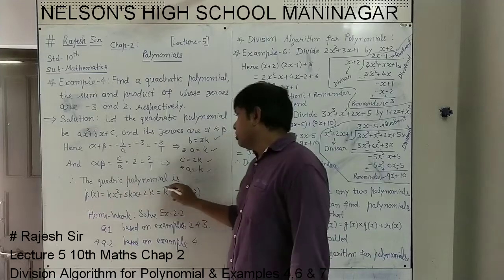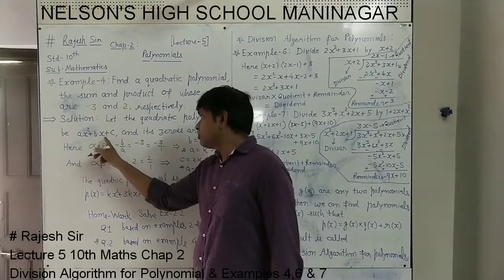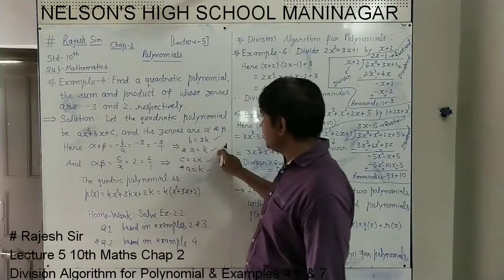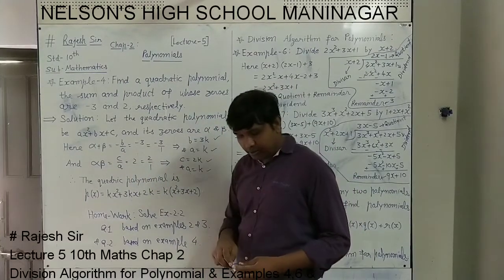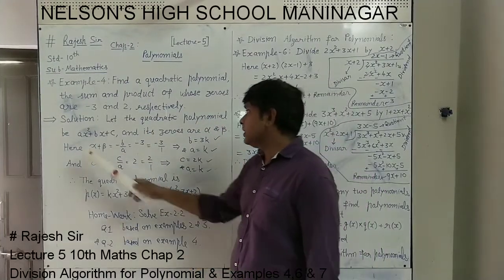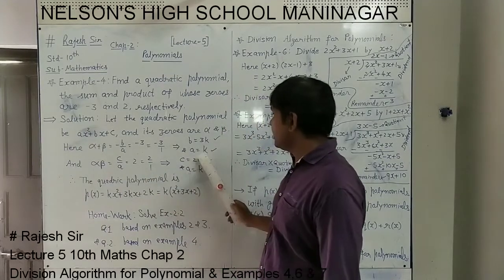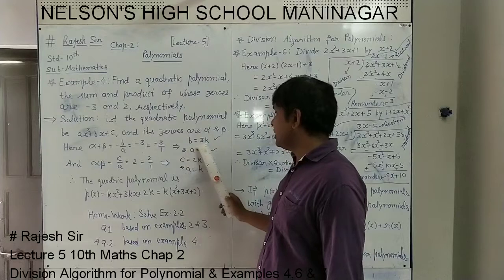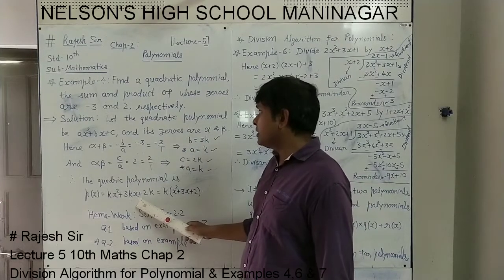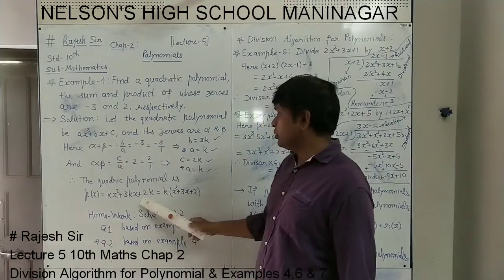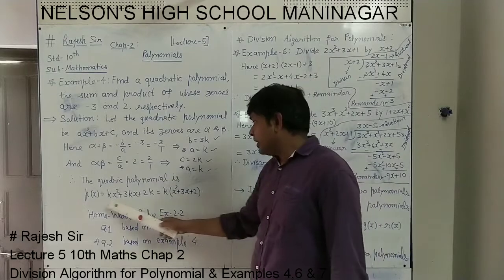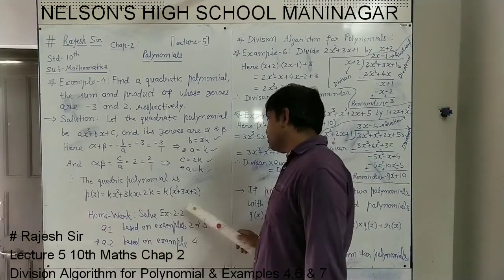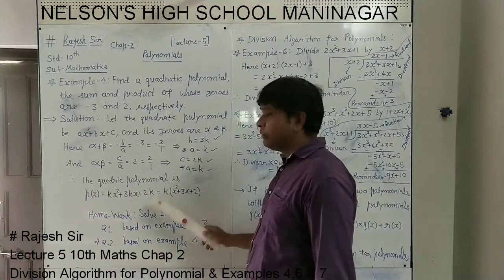So the quadratic polynomial is what we have considered, ax square plus bx plus c. In that we have to place the values of a, b and c one by one. It is ax square. So what is a? It is k. So it will be kx square plus bx. So plus b is 3k, so 3kx plus c. C equal to 2k, so 2k. Now k is common in all, so k into x square plus 3x plus 2. This is the required quadratic polynomial.